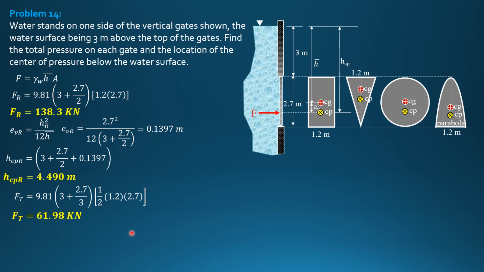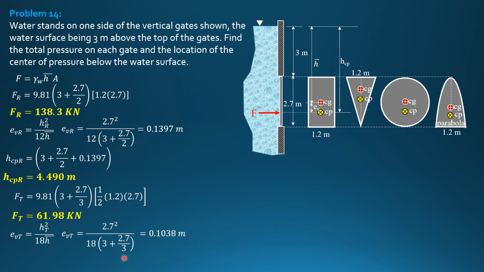Then E sub V of triangle is height of triangle squared over 18 barred H. You can derive this from base times height of triangle cubed over 36, over area of triangle, one half base times height of triangle, times barred H. I also use this in the previous examples, so you can derive it on your own. So 2.7 squared over 18 times 3 plus 2.7 over 3, that's barred H of triangle. So it is 0.1038 meters.